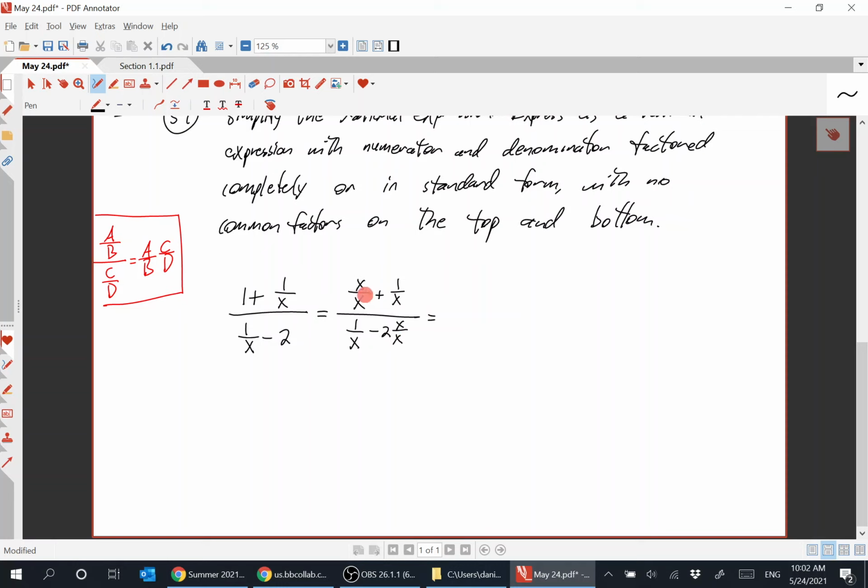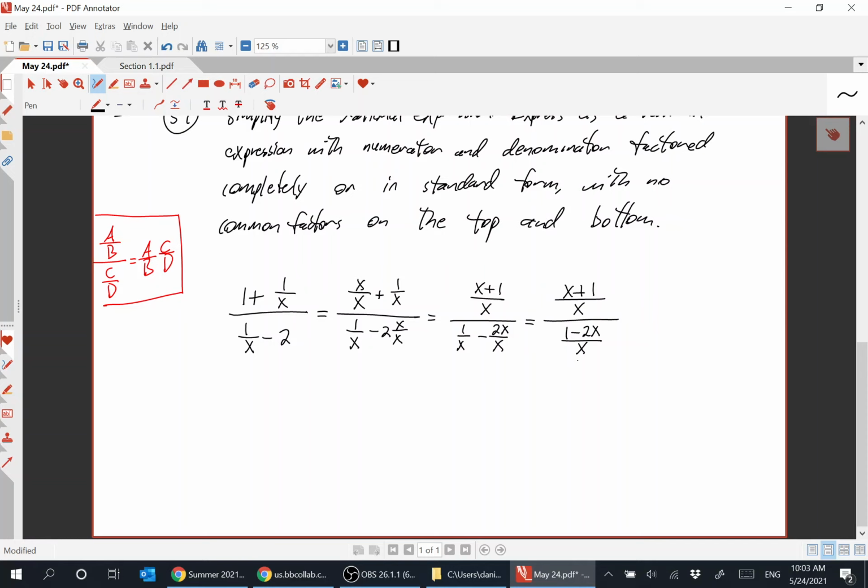All right, so on the top, I can just go like that: x plus 1 over x. On the bottom, I have a little bit of work to do. 1 over x minus, now this becomes, when you have this coefficient out front of the fraction, you multiply it by the numerator, 2x over x. So this becomes x plus 1 over x, over 1 minus 2x over x.